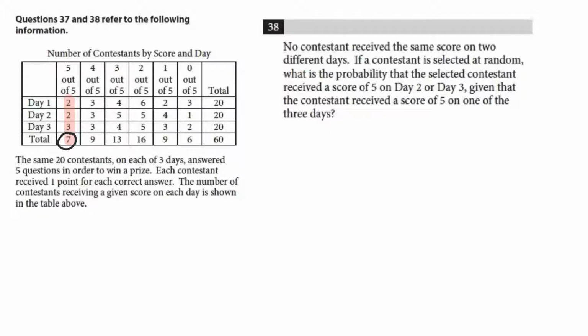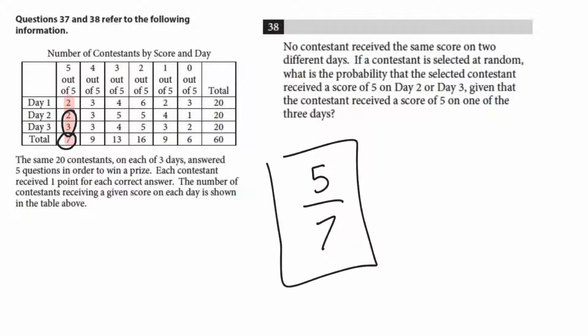Okay, so what's the probability that somebody scored a 5 on day 2 or 3? Well, that'd be 5 out of, given the contestant scored 5 on one of the 3 days, 5 out of 7. Total of 7 people scored 5 on one of the 3 days.